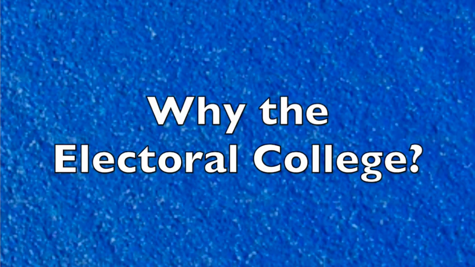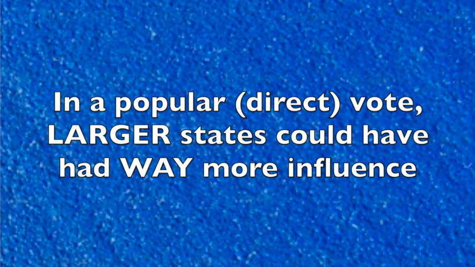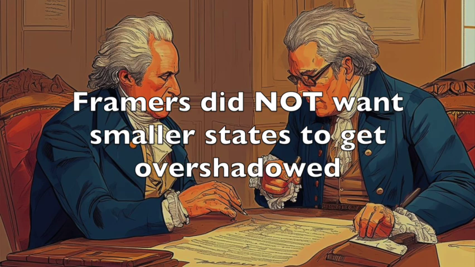So why this system? Number 1, they needed to balance the power between large and small states. In a direct popular vote, large states like Virginia or Pennsylvania at the time could have had way more influence than smaller states like Delaware. The framers didn't want smaller states to get overshadowed.